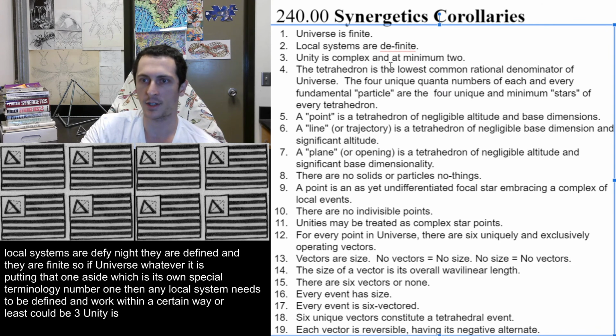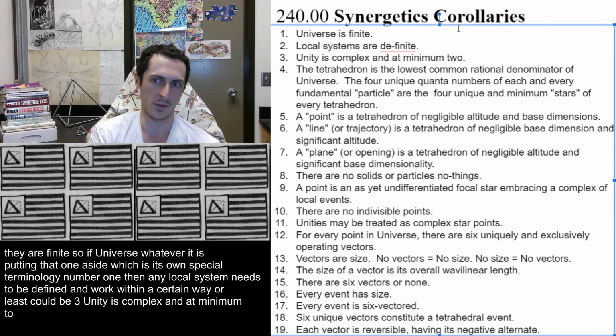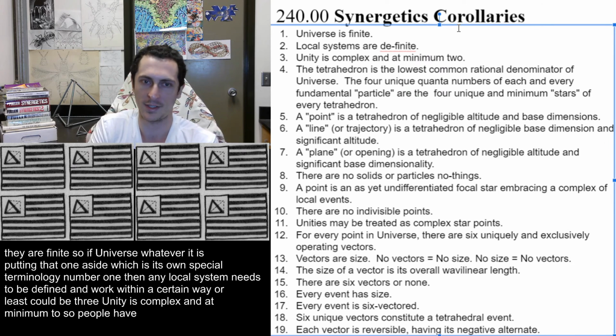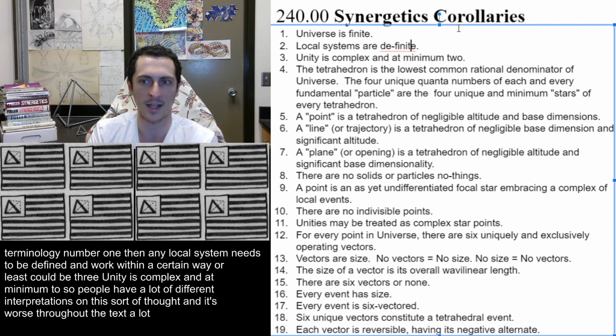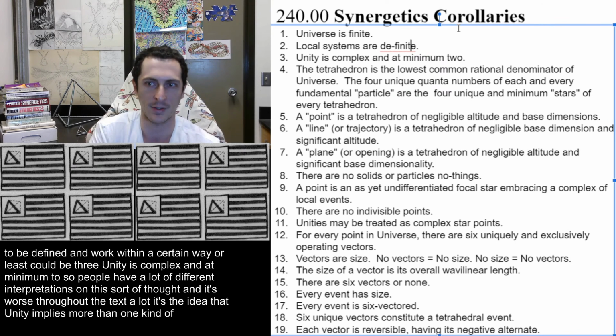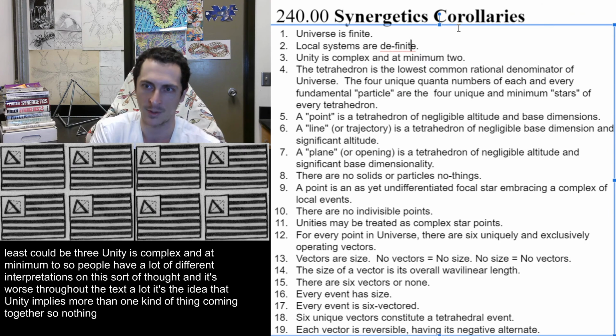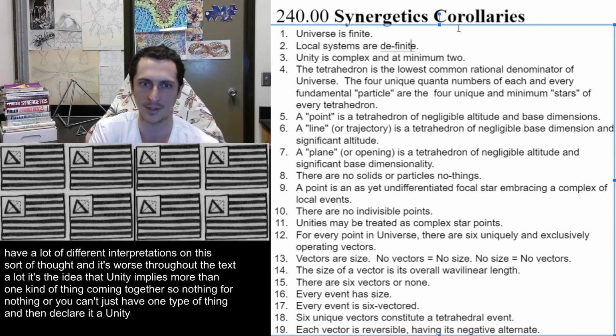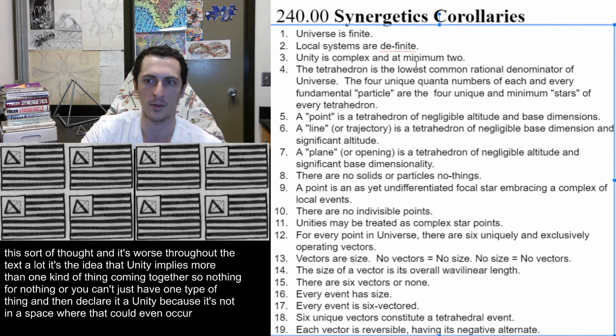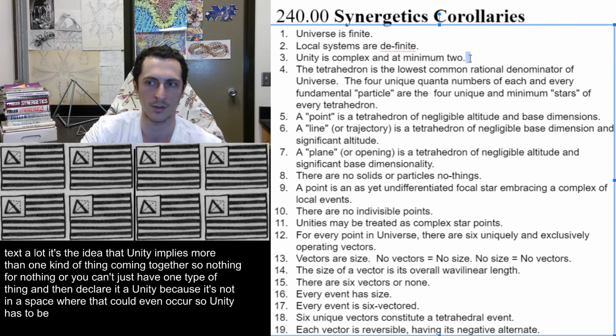3, unity is complex and at minimum 2. So people have a lot of different interpretations on this sort of thought, and it's worked throughout the text a lot. It's the idea that unity implies more than one kind of thing coming together. So nothing from nothing, or you can't just have one type of thing and then declare it a unity, because it's not in a space where that could even occur. So unity has to be at least 2.